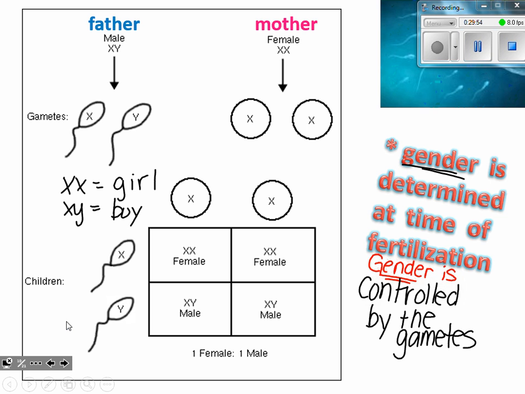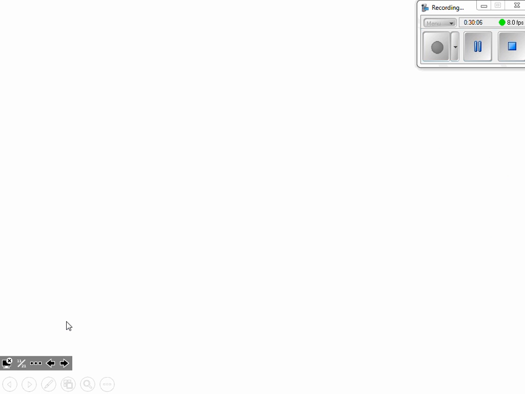All right, so this is just an example. The gametes for the boy are XY and the gametes for the girl are XX. You don't have to write any of this down. But gender is determined at fertilization because that's when the two gametes merge or meet.